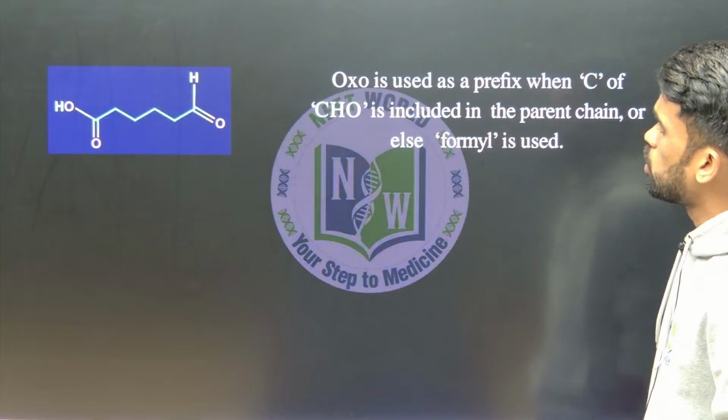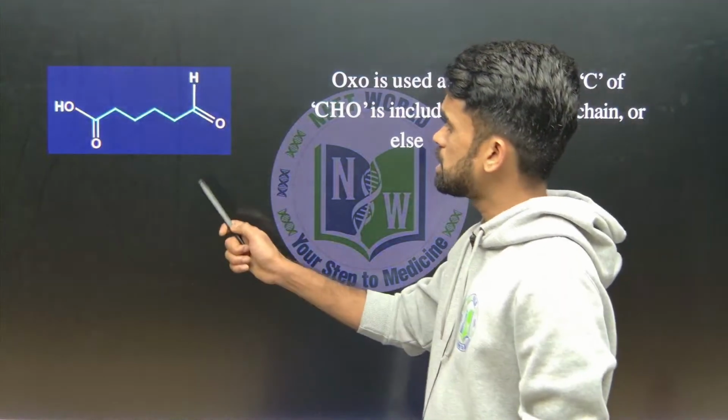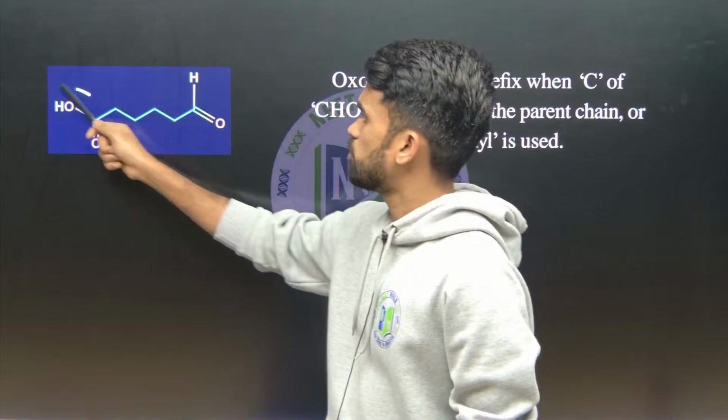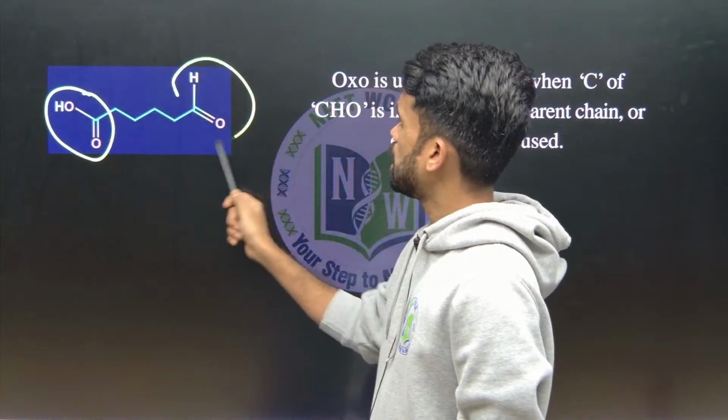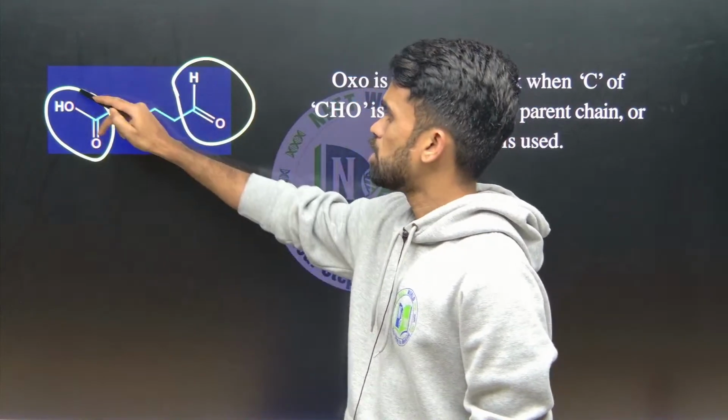Yeah. So now look at this. The given compound contains two groups, see here: one carboxylic acid, one aldehyde. Which is more prioritized here? Carboxylic acid, right.